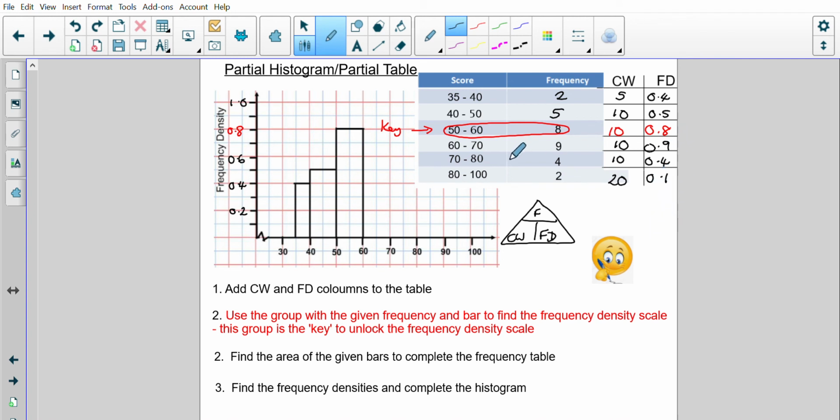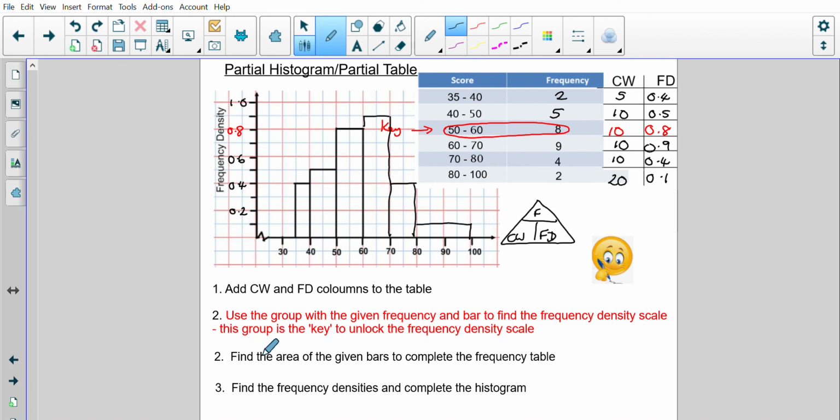Now we can use these to draw in our bars. So for 60 to 70, I want to go up to 0.9. Obviously you can use a ruler. For 70 to 80, I want a height of 0.4, and for 80 to 100, I need a height of 0.1.